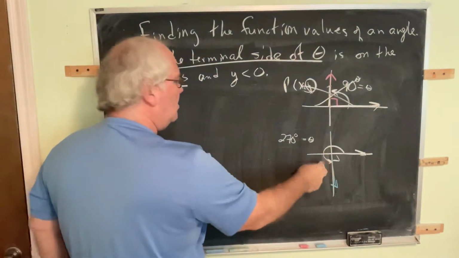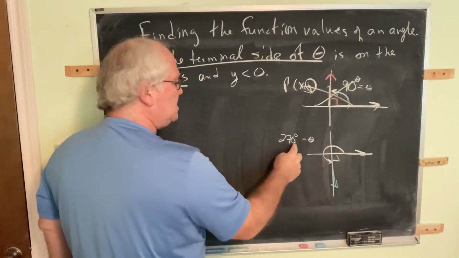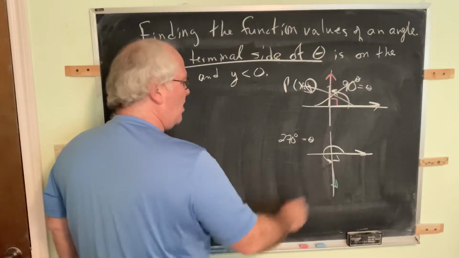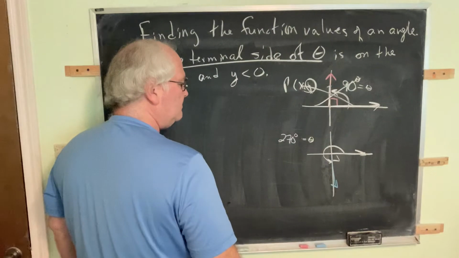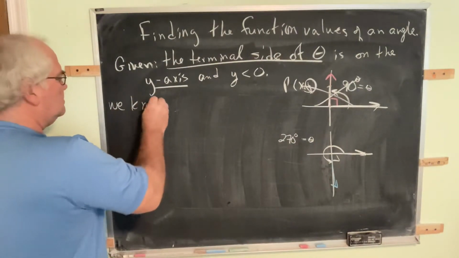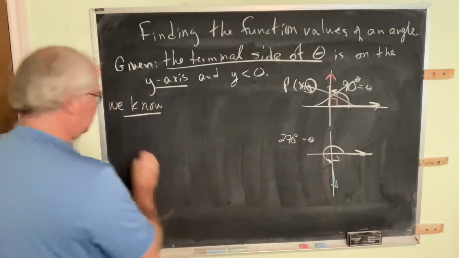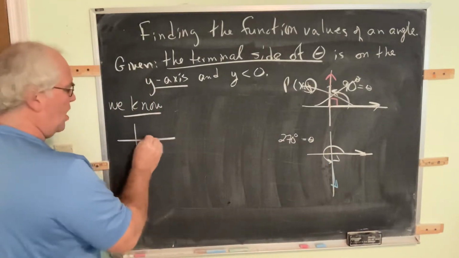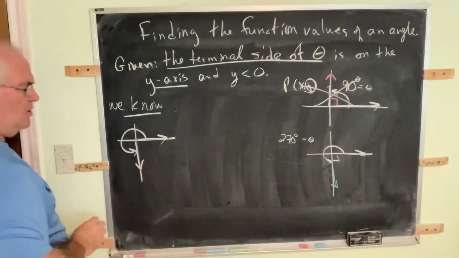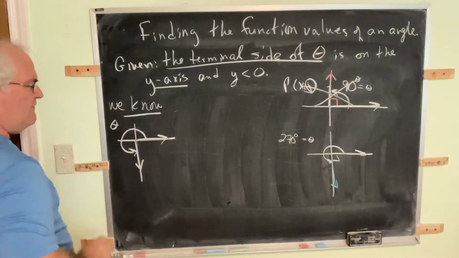So we know, for one thing, we know this is a 270 degree angle, and we're on some point on this piece of the y-axis. All right? So we know this is the picture. And so I'm going to draw this again. There's the initial side, there's the terminal side, and this is my value theta.